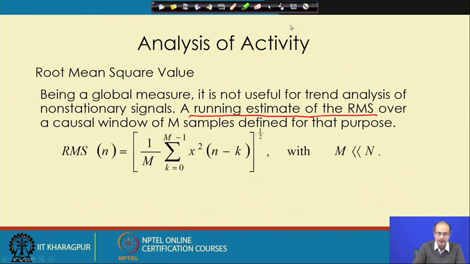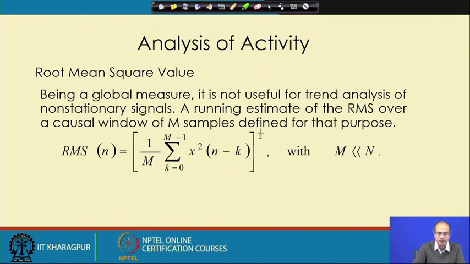What we have is the RMS at instance n, given as the sum over m samples only, starting from n and moving backward. So, we are taking a window of m number of samples starting from the instance n and looking backward, and we compute the RMS, where this m should be much smaller than the total number of samples. Then only we would be able to get the variation of the RMS value over that signal interval.